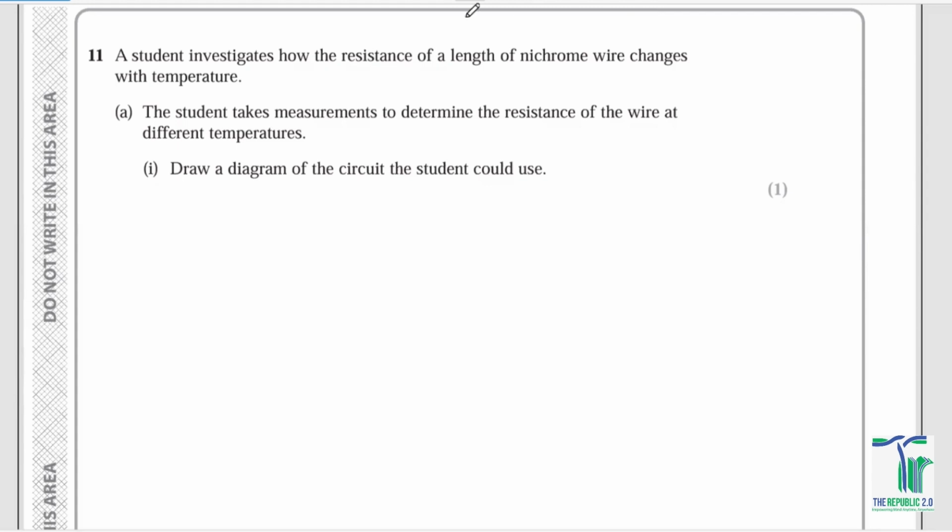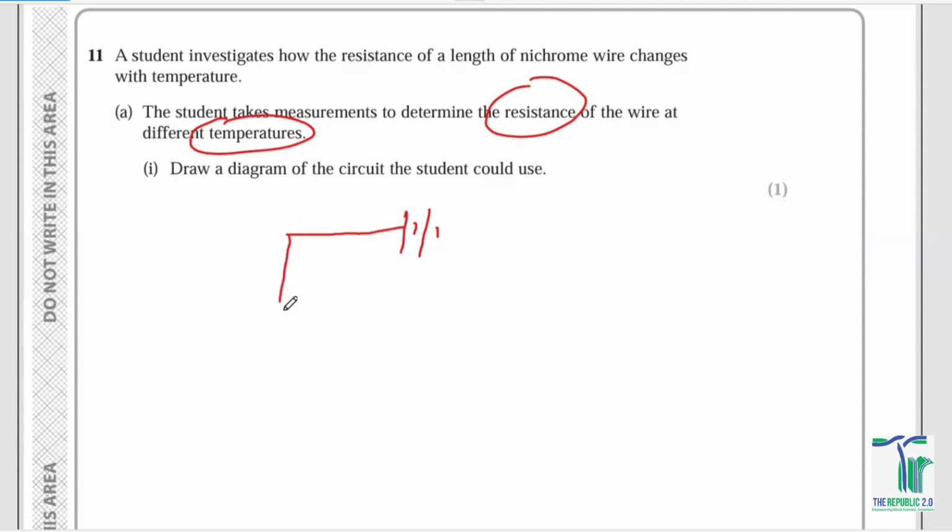So first of all, you must have a battery, something like this. Then you have a circuit, and the resistance of the length of the nichrome wire changes with temperature, and you need to calculate the resistance of the wire at different temperatures, right? The student is investigating how the resistance of a length of nichrome wire changes with the temperature. So what else do we need?